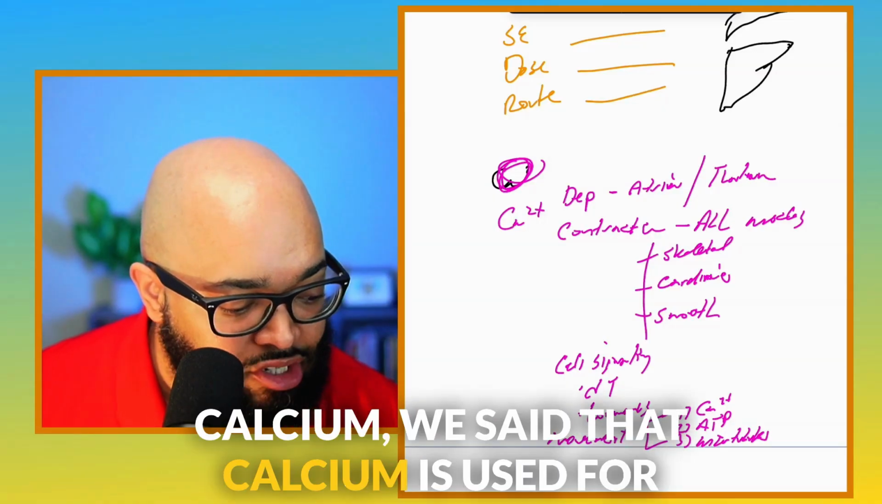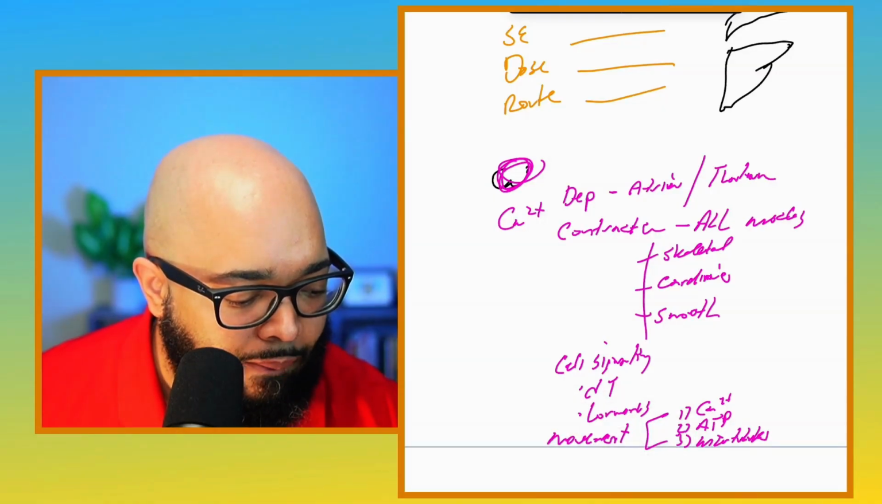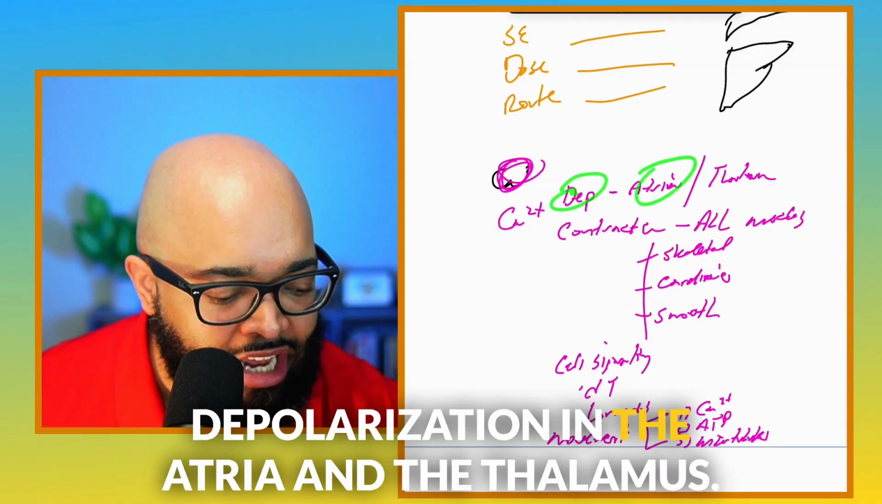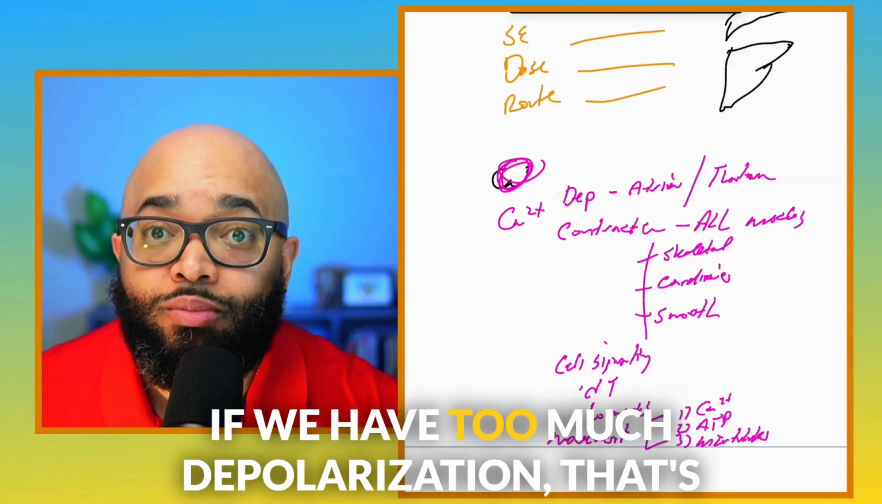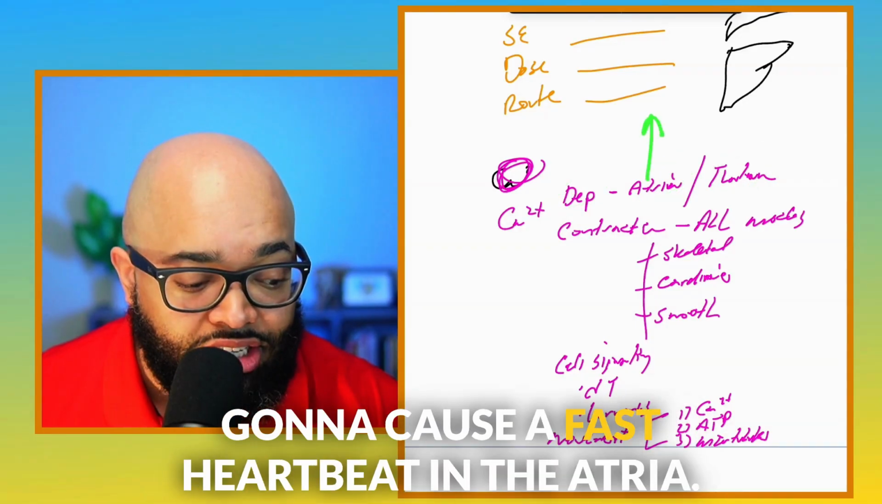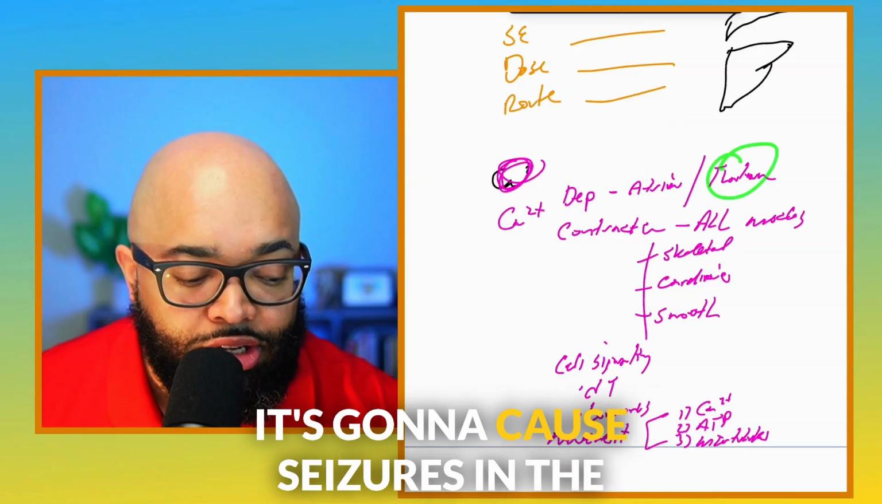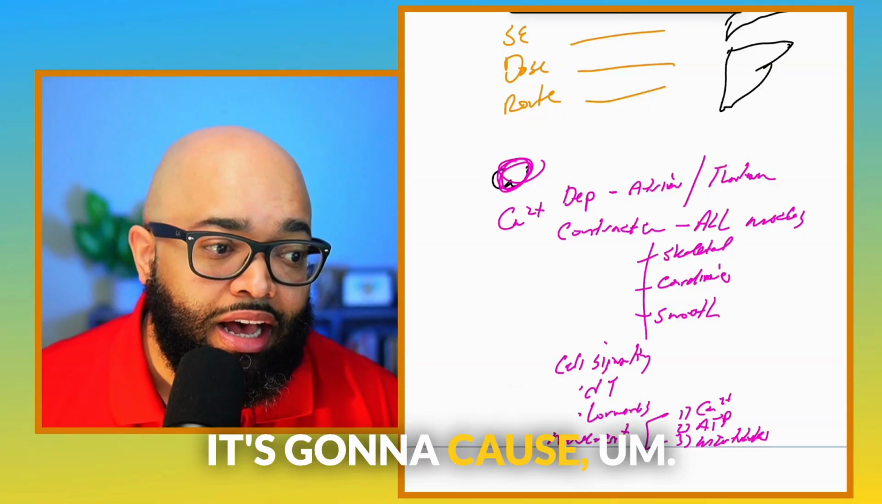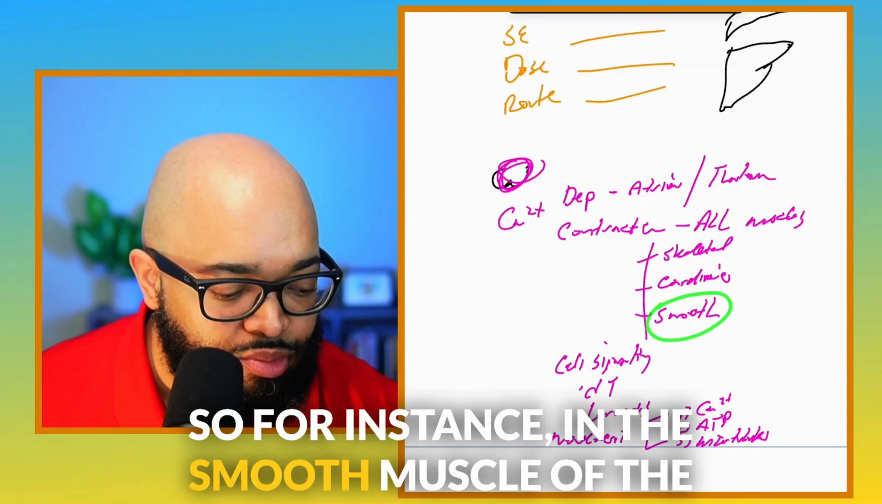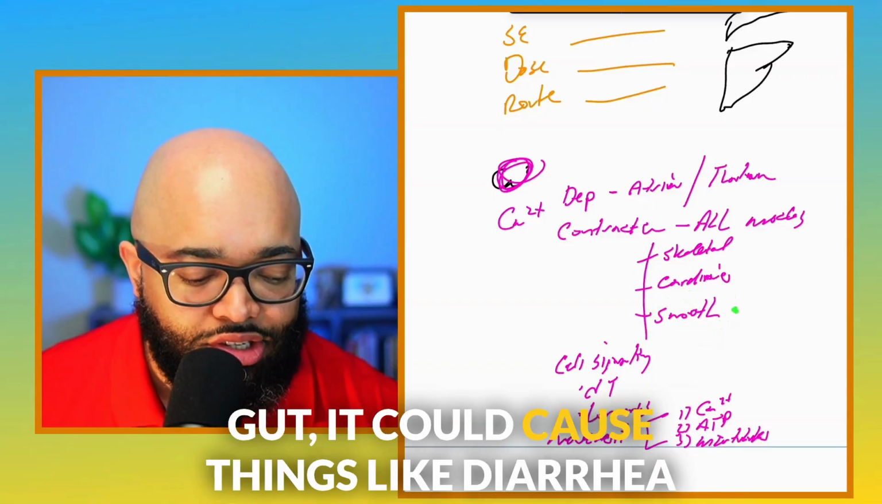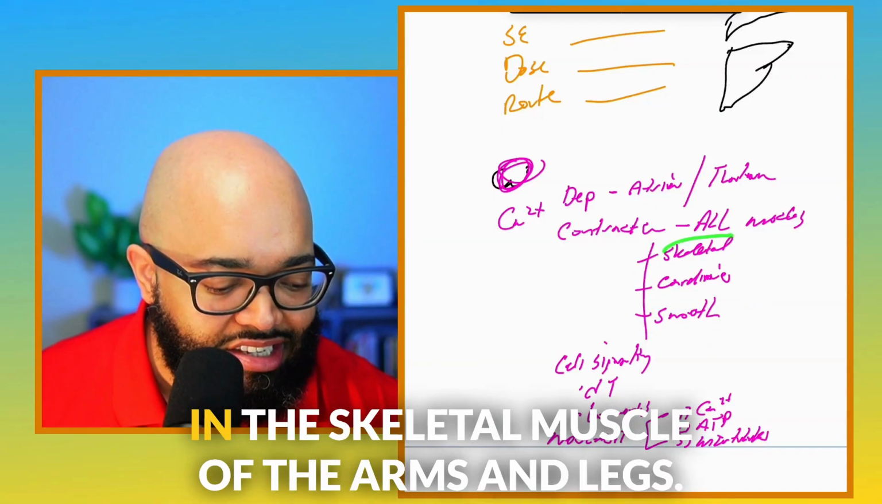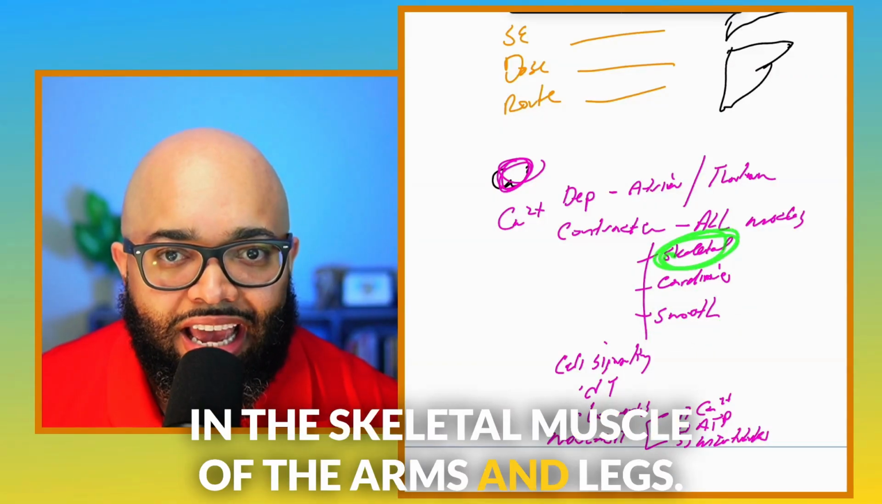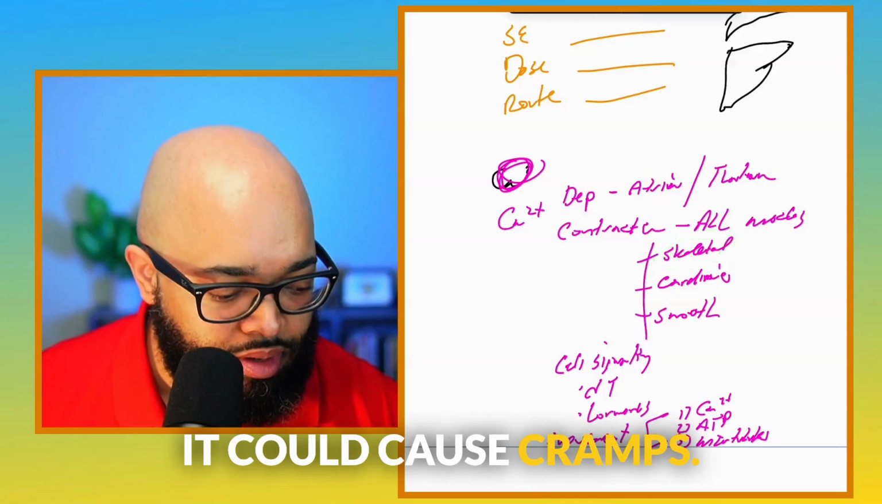Calcium. We said that calcium is used for depolarization in the atria and the thalamus. If we have too much depolarization, that's going to cause a fast heartbeat in the atria. It's going to cause seizures in the thalamus. For instance, in the smooth muscle of the gut, it could cause things like diarrhea. In the skeletal muscle of the arms and legs, it could cause cramps.